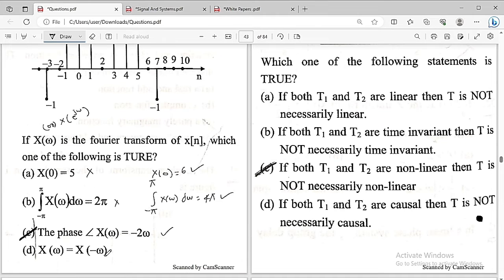So this is the wrong way. But what is the actual one? Which is X of omega is equal to X of minus omega, with a whole conjugate.